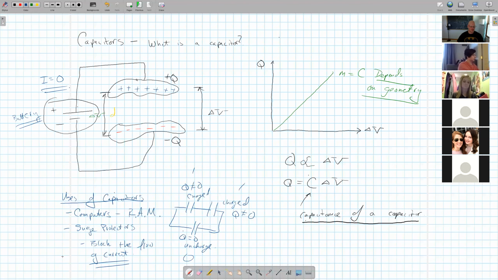There's also other uses for them. For example, when your car's windshield wipers go off, that's because of capacitors and things, but we'll talk about that when we get there. So again, basics of capacitors.